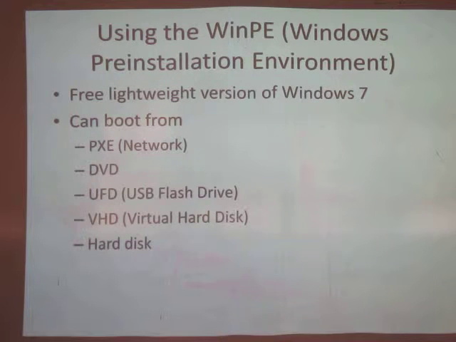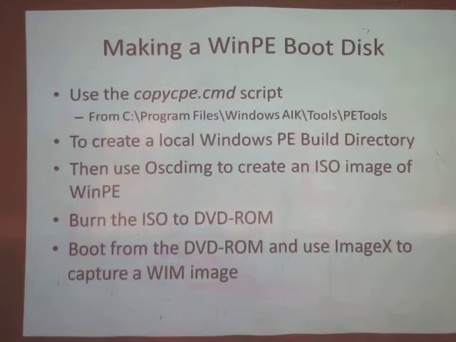Because you don't want to boot to this to get any normal work done. It's not a fully functional version of Windows at all. It just has a few options so you can deploy an image. So you make a disk with copy CPE. You create a local build directory so you can put in the installer files. Then you make an ISO image of this and burn it to a DVD-ROM. And then you have to add ImageX into it, which you did in the projects.